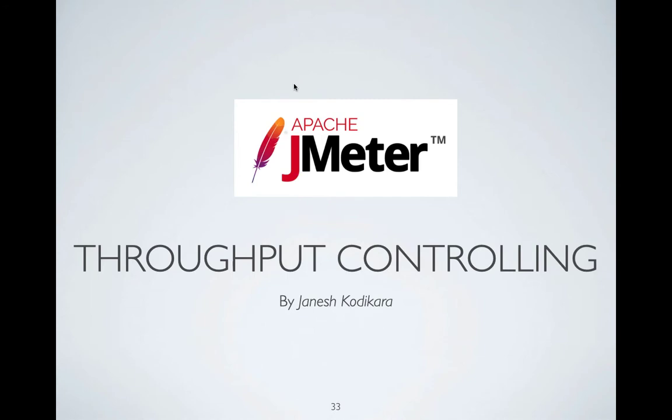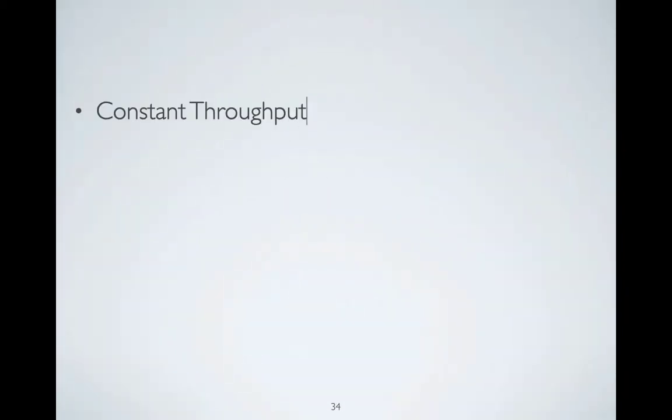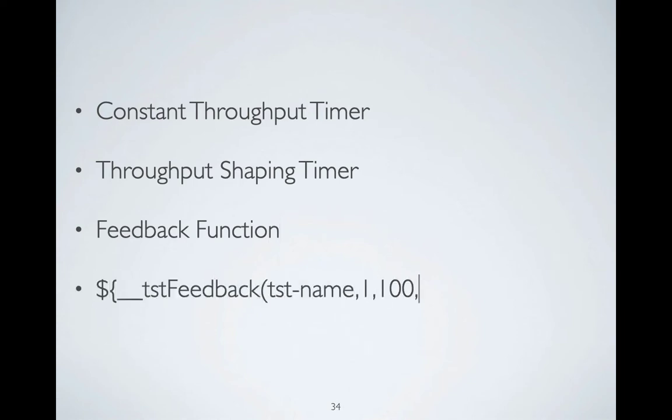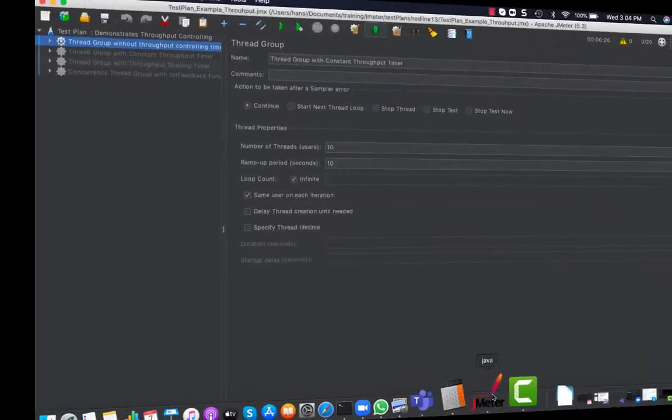In this short video, we will see how to control throughput in JMeter. We have a short agenda here. We start with using the constant throughput timer, which is available out of the box in JMeter to control the throughput. After that, we will see how to use the throughput shaping timer plugin. Finally, we'll see how to use the feedback function with the concurrency thread group to create threads as per the requirement. Let's move into JMeter.